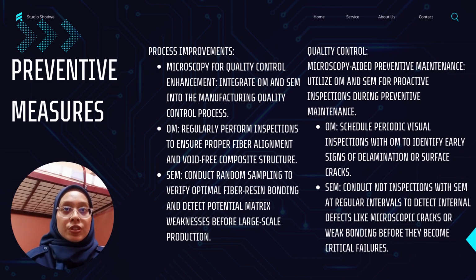Next, we go to process improvement. Microscopy for quality control. Integrate OM and SEM into the manufacturing quality control process. OM: regularly perform inspections to ensure proper fiber alignment and a void-free composite structure. SEM: conduct random sampling to verify optimal fiber-resin bonding and detect potential matrix weakness before large-scale production.